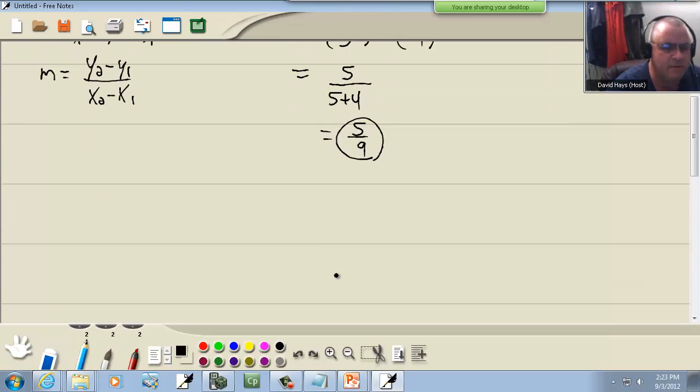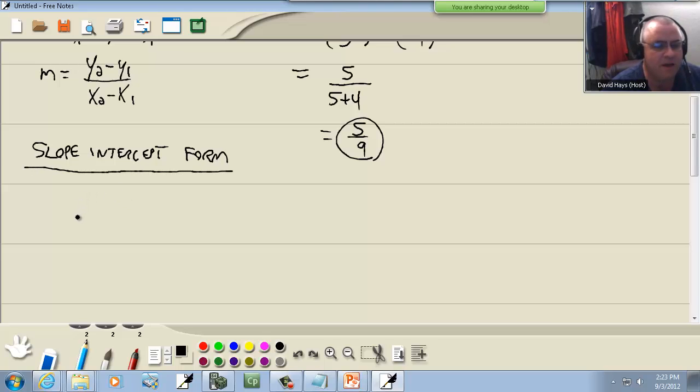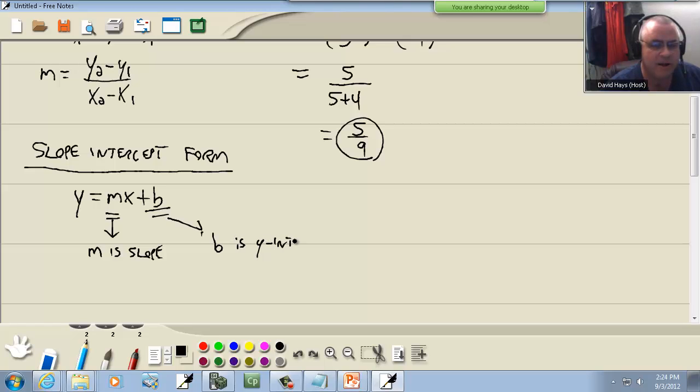Now we also have something called slope-intercept form. Now the slope-intercept form looks like this. y is equal to mx plus b. And basically you have it solved for y, and it's a linear equation. Well, if you have it in that form, then whatever number is before your x is going to be your slope. And we already know that m is our slope. And then the number at the end is going to be our y-intercept. So b is our y-intercept.